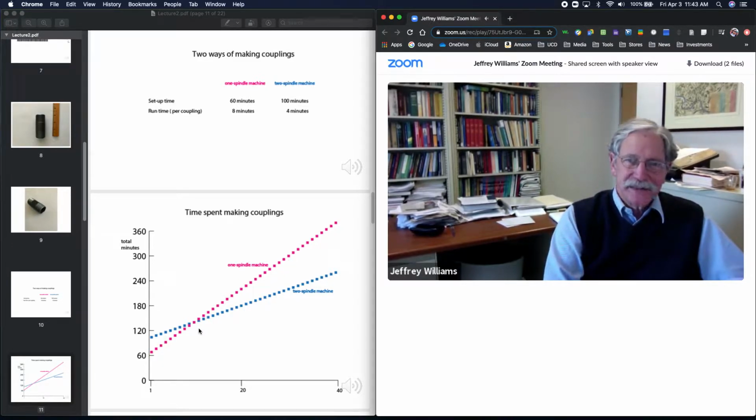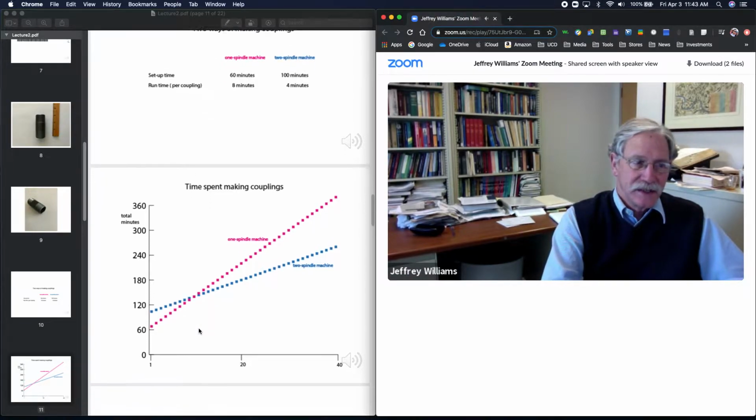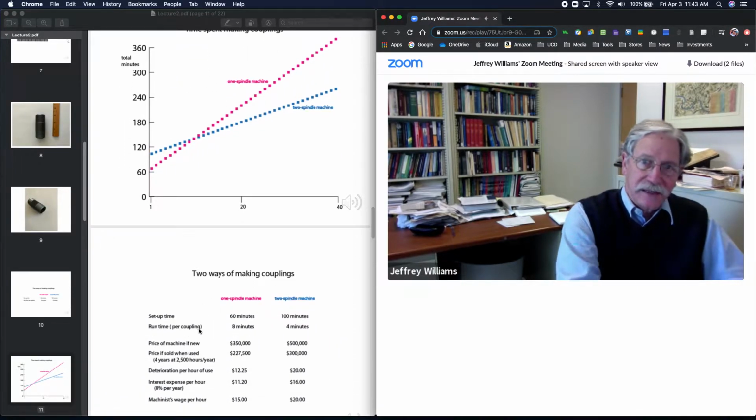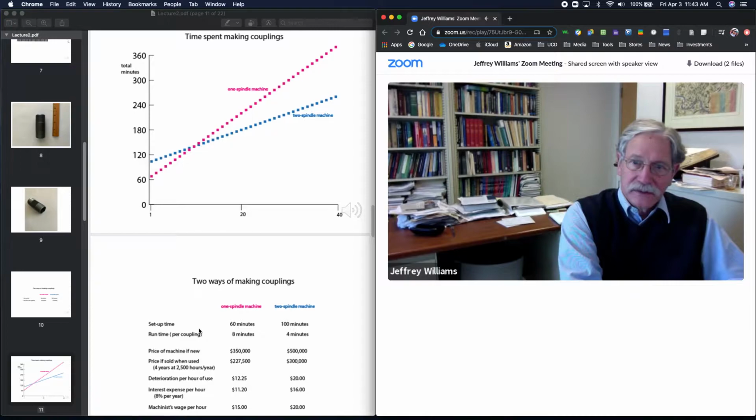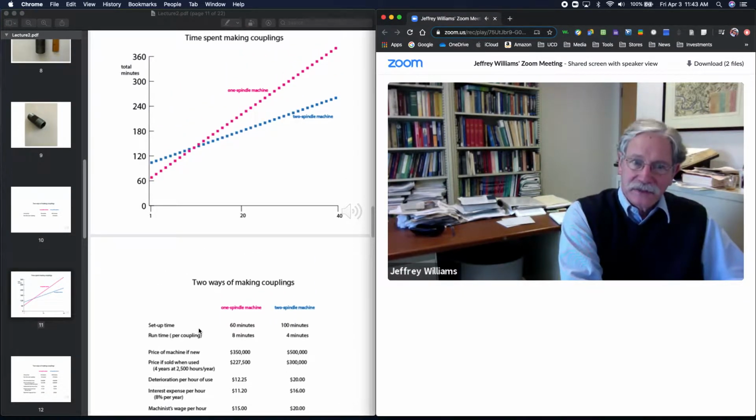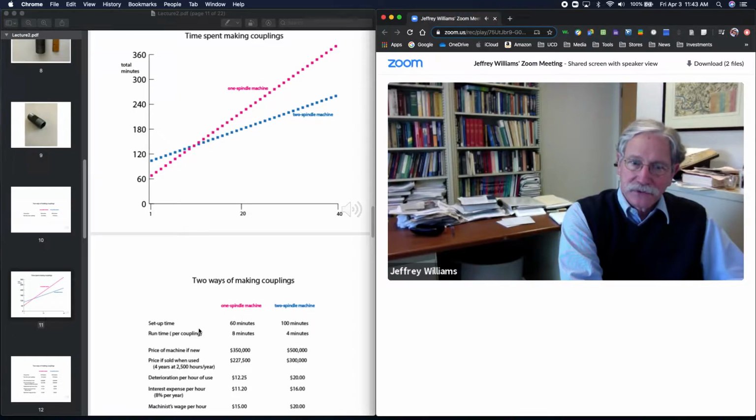But time is not what a production scheduler would think about, or an owner of the machine shop. That person would think of costs. So let's expand this idea and look at the various costs of the machine. My next slide here expands on the setup time and the run times to include costs.